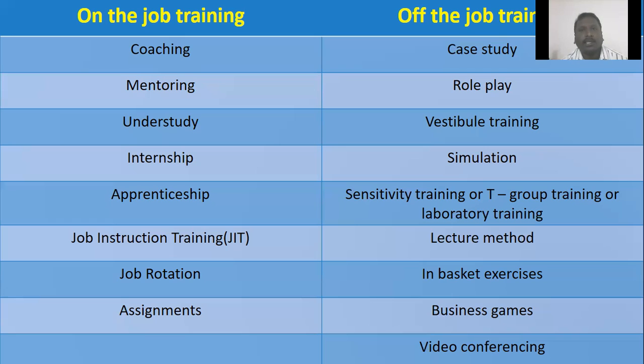Next one is the in-basket exercise. In in-basket exercises, a series of information will be given in disorder. The trainees are asked to arrange the information in a meaningful and orderly way. This type of training will be helpful to the trainees in enhancing their prioritization skills. So which activity should be given priority first and what should be given next priority.